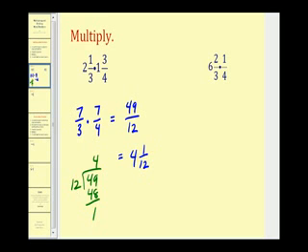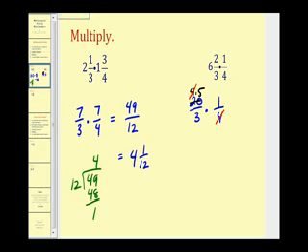Okay, let's go ahead and try another one. Again, the first step is to convert 6 2/3 to an improper fraction. So 3 times 6 is 18, plus 2, that'd be 20. So we have 20/3 times 1/4. Now again, before we multiply across the top and bottom, we should try to simplify. Notice the 4 and the 20 would simplify. We can rewrite 20 as 4 times 5. And now we can see that they have a common factor of 4.